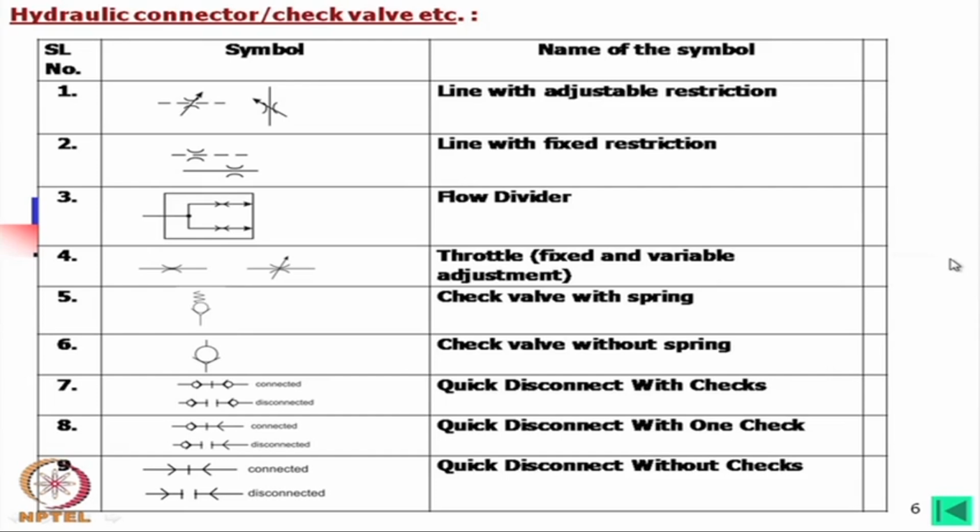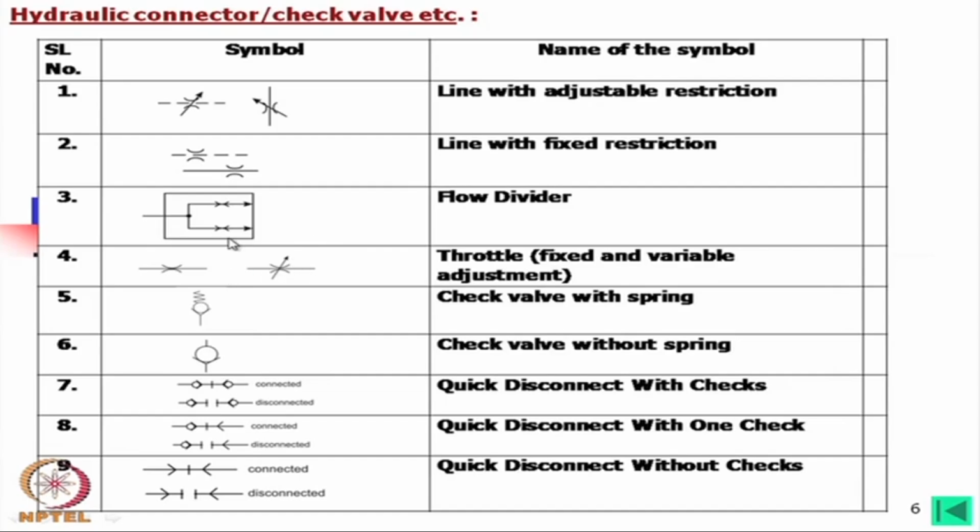Now, other symbols, which is hydraulic connector, check valve, etc. Now, if in the line such arrows are given, then this flow can be restricted, that flow can be regulated. Now, solid lines mean main lines, and this is usually for the pilot lines. Okay. And this is with a fixed restriction. Okay. And this one is the flow divider. This flow is being divided into two directions.